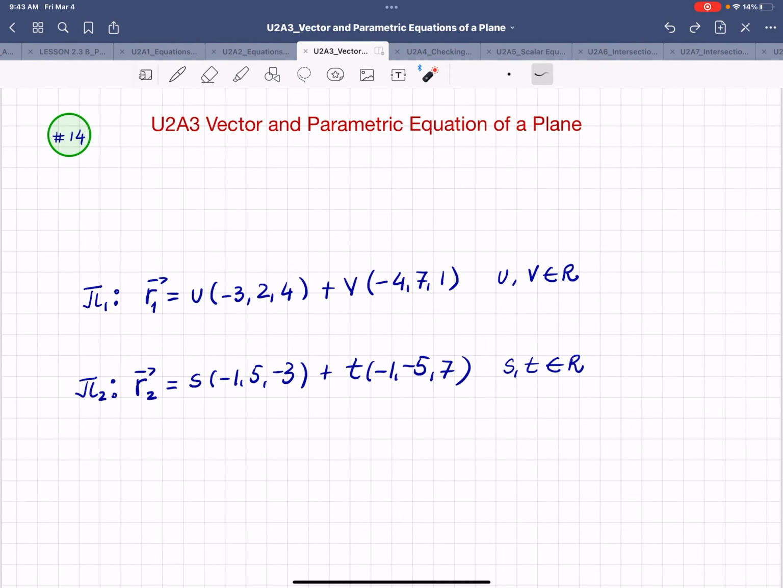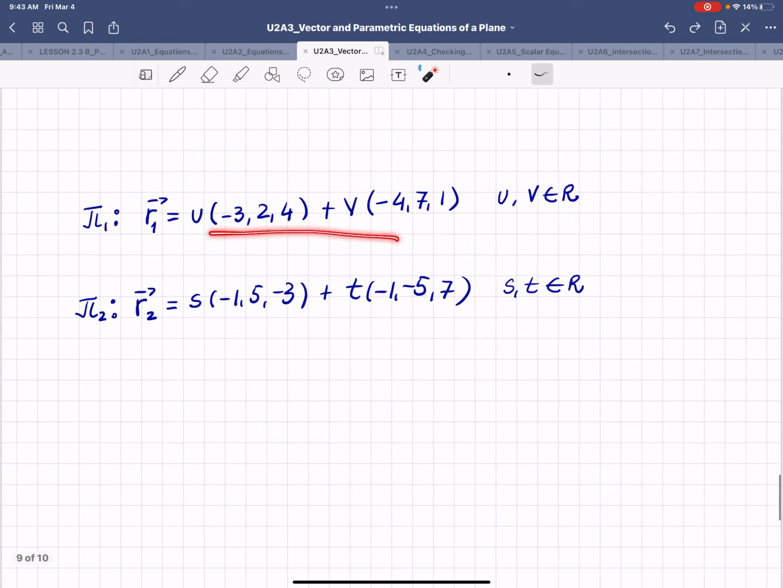Here we're going to take a look at a practice question from lesson U2A3, number 14. In this question, we are given the equations of two planes, pi1 and pi2. We would like to prove that these two equations represent the same plane.